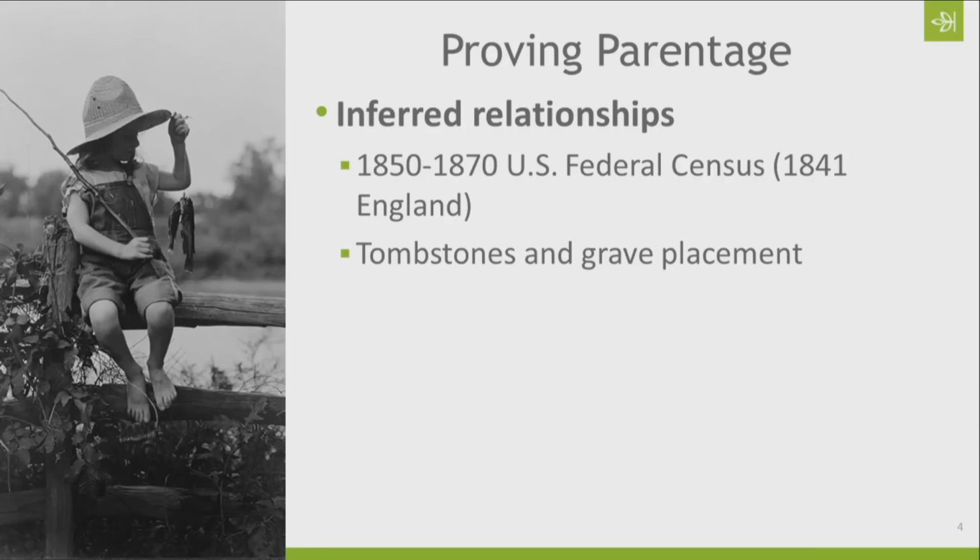Another great tool for inferred relationships is tombstones and grave placement in a cemetery. Tombstones a lot of times will list couples, for example, on a shared tombstone. And it might not list that they were married, but the fact that they share a tombstone means you can infer some kind of a relationship. Again, you could be looking at siblings, you could be looking at cousins, or you could be looking at a husband and a wife. And so if you knew the name of one parent and you were looking for the name of the other, that tombstone might share or give you further light into that information.